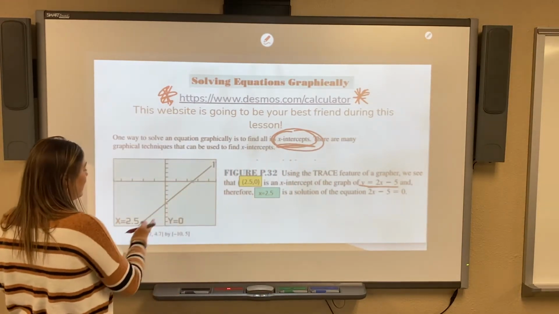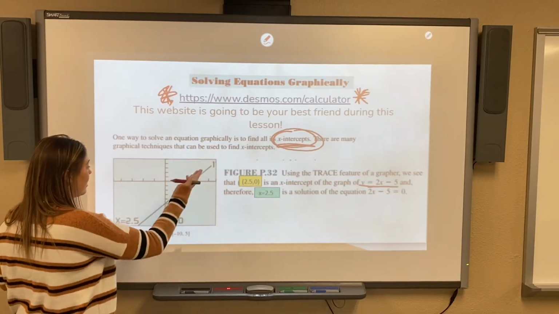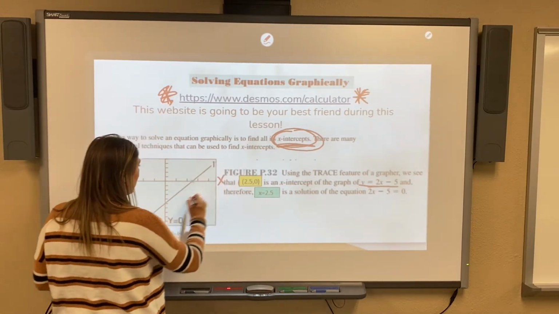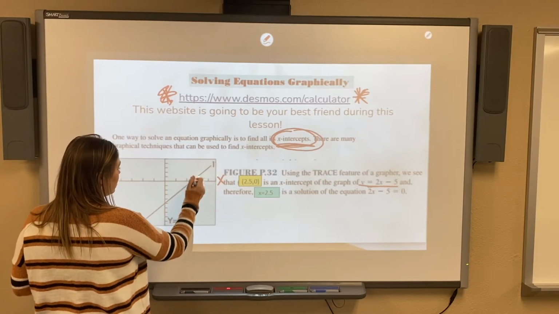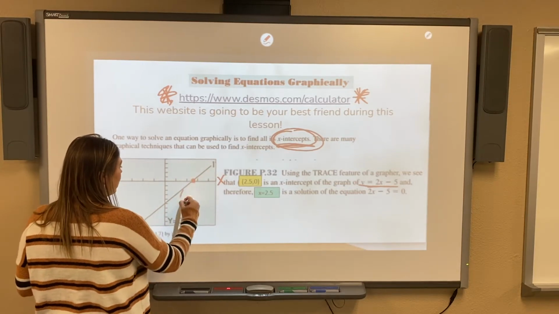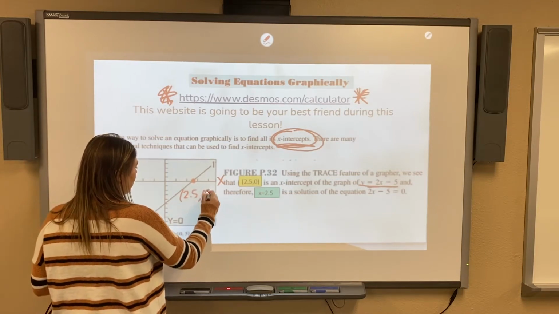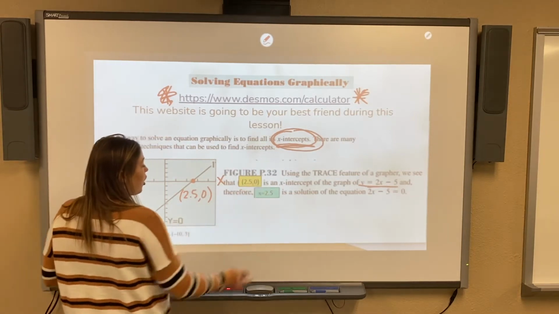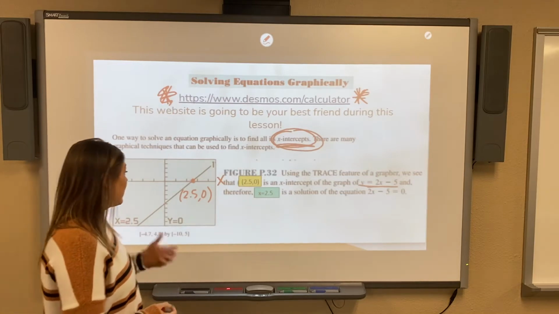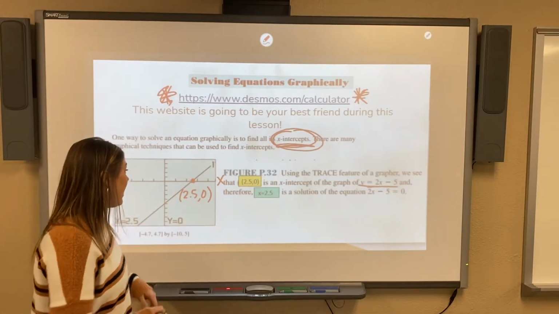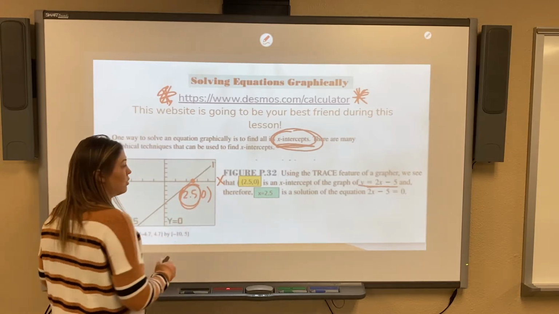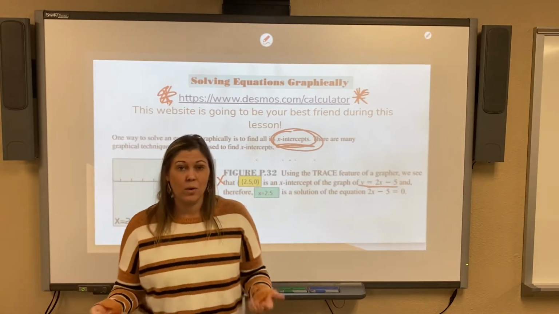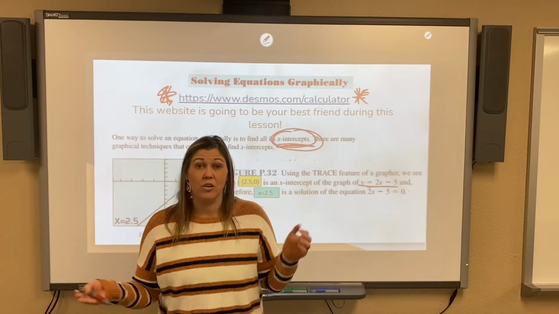If we put y equals 2x minus 5 into Desmos, this is a line. Start at -5, up over 1, up over 1. We graph it, and this line crosses your x-axis right here. It's between 2 and 3, so it's 2.5. So this coordinate point is (2.5, 0), which tells us that is an x-intercept. Therefore, x equals 2.5 is your solution to this equation. That's all you have to do.